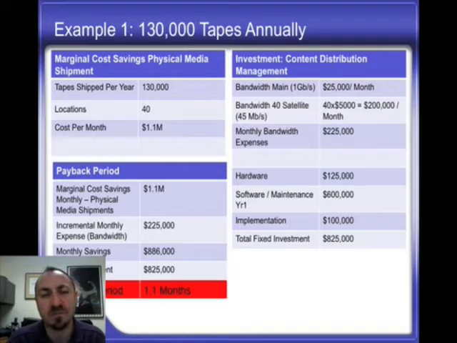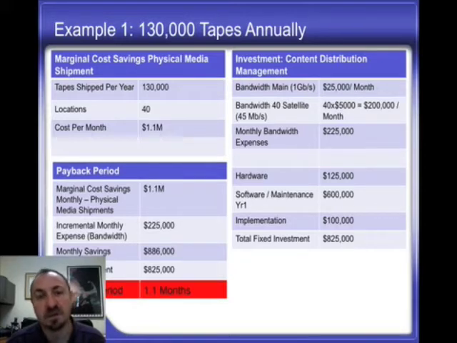But you're spending $1.1 million per month. So when you actually look at this, $1.1 million per month, less the incremental monthly bandwidth cost of $225,000, you're going to take that off the top. And then every month, you're going to save $886,000 by not moving tapes. And your total fixed investment is $825,000. So in 1.1 months, you're going to pay back that investment. It seems like that would be a pretty good thing to do if you were a company.